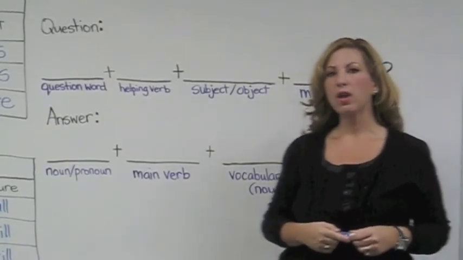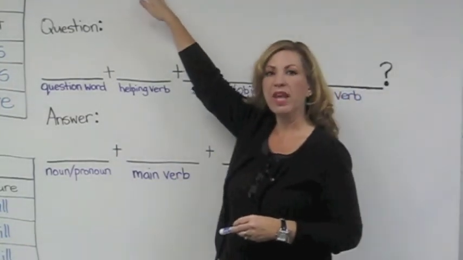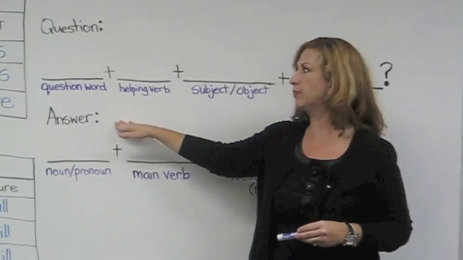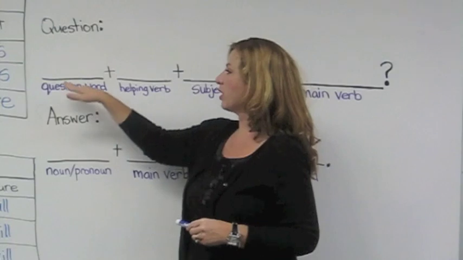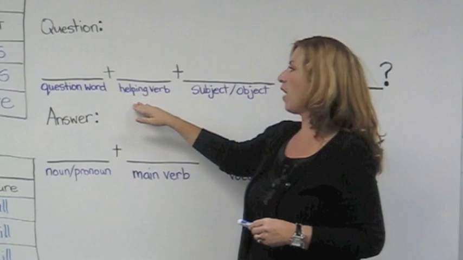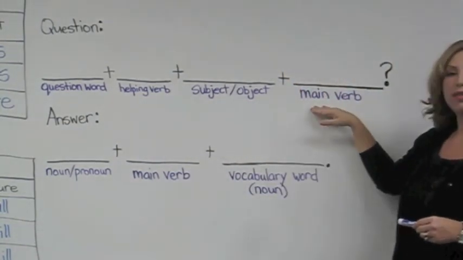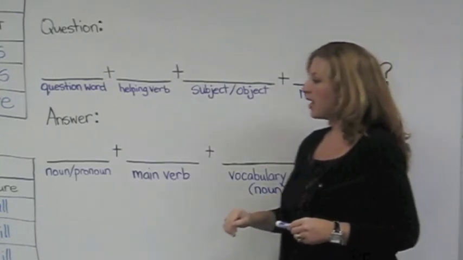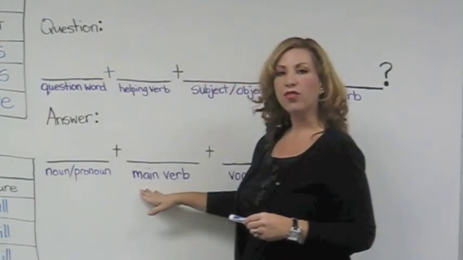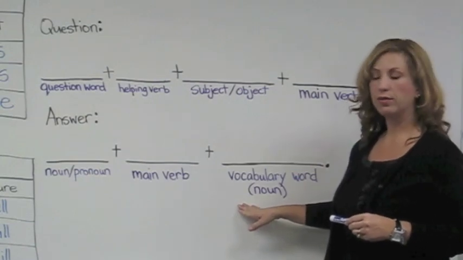Hello. Now, in order for you to complete these exercises, you're going to have to follow a pattern. There's a pattern for asking a question, and there's also a pattern for answering the question. So the question will begin with the question word, which in this case will be the word what. It will be followed by the helping verb, then the subject or object, and then the main verb. To answer the question, you're going to use the pronoun or noun, the main verb, and then the vocabulary word. That would be your digraph word.